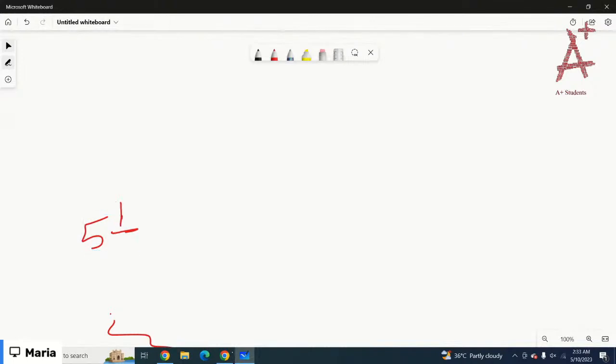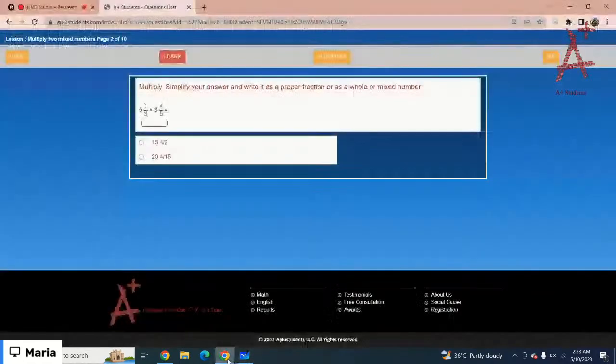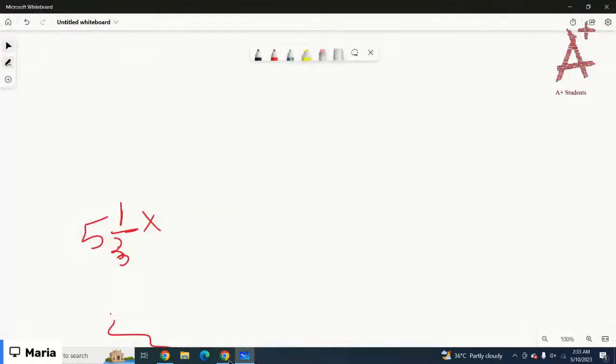5 whole 1 by 3 times 3 whole 4 over 5. Okay, just convert them. 5 times 3 is 15 and 1, 16 over 3. 5 times 3 is 15 and 4, 19 over 5. Got it?